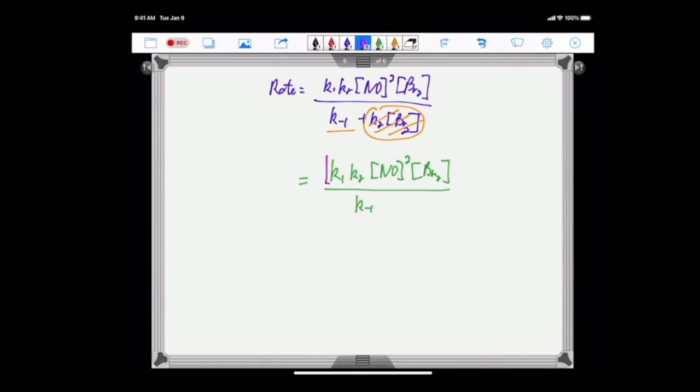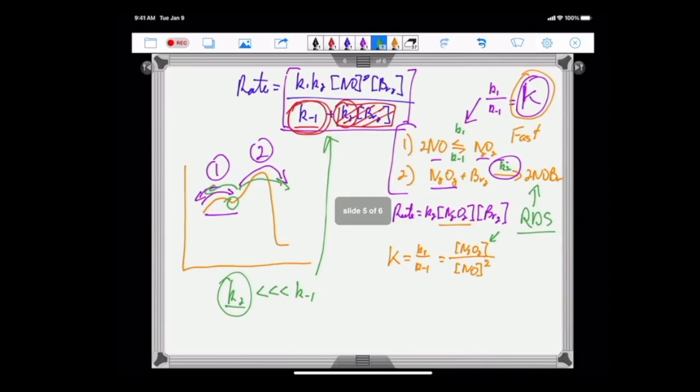And if you notice this, now these two, this ratio here, k1 over k-1, is also like saying capital K, right? The ratio of the forward and backward rate constants, the little k values, is equal to our capital K value. And that equals capital K times k2 [NO]^2 [Br2]. So this is the same mathematical outcome we would get by applying the pre-equilibrium step back over here. If we were to finish the derivation using the pre-equilibrium one, we'd get the same rate equation.